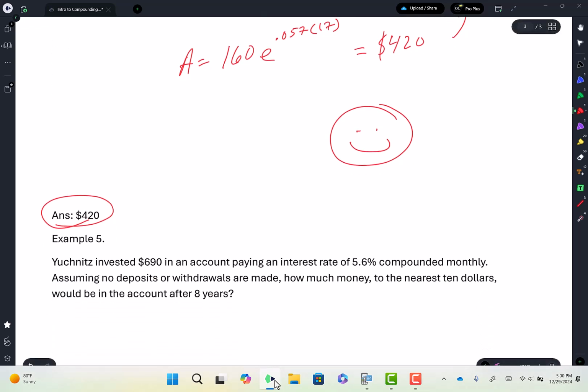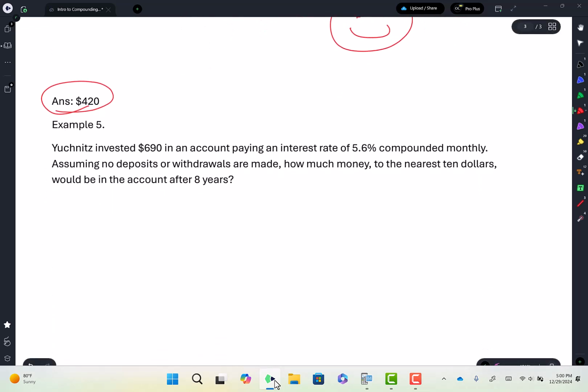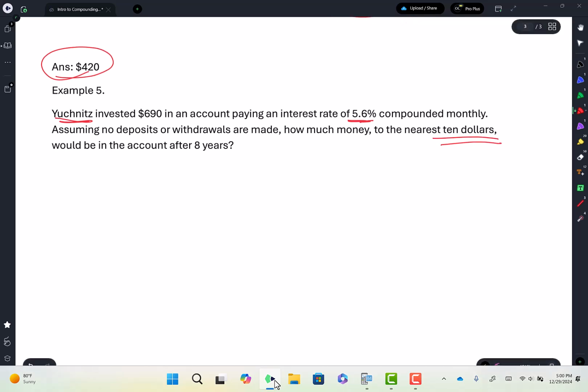Yay. All right, one last one, guys. I hope I'm saying this correct. Yushnitzz, if I'm not saying it correct, let me know, please. So Mr. Yushnitzz invested $690 in an account paying an interest rate of 5.6%, compounded monthly. Assuming no deposits or withdrawals are made, how much money to the nearest $10 would be in the account after 8 years? Again, to the nearest $10, guys. So this is the initial amount, and it's compounded monthly, so that means n equals 12, because there's 12 months in a year.